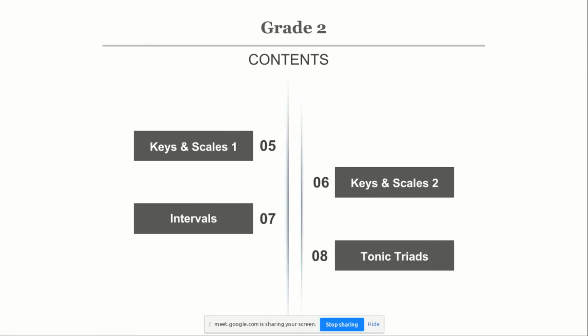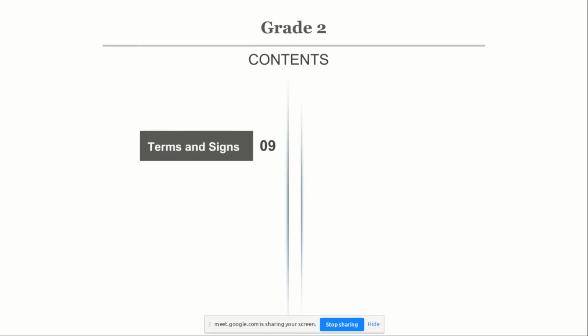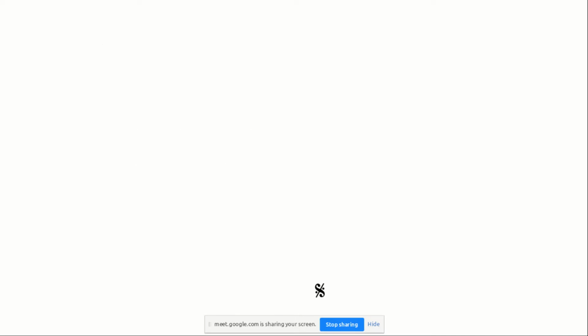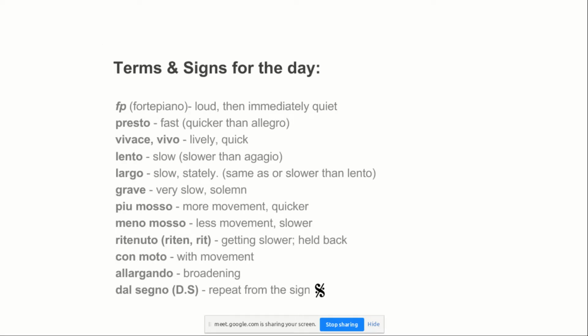These are the topics that we're going to cover during the grade 2 period, and it's going to take us maybe 4 weeks, maximum of 2 weeks, 4 weeks.